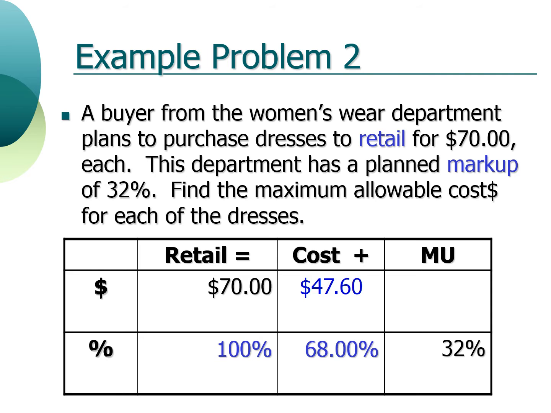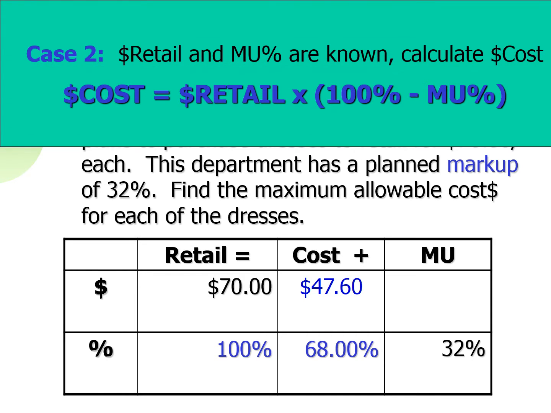Again, if you look at this case, this is where we know the retail dollar and markup percent, and we are supposed to calculate the cost dollar. This is the second most frequently used markup, cost, retail calculation case in the industry, where we know the retail dollar and markup percent, and we're supposed to figure out how much we can pay at cost. In that case, we went through two steps.